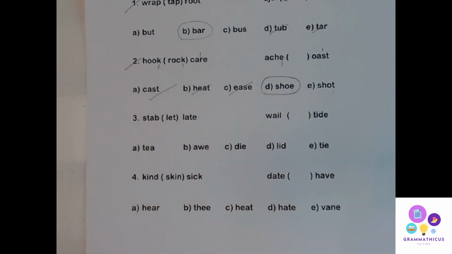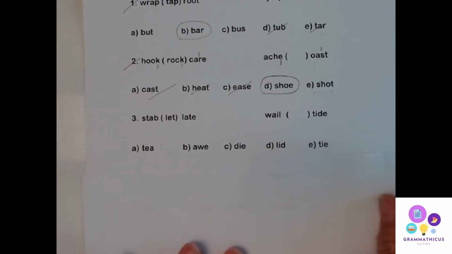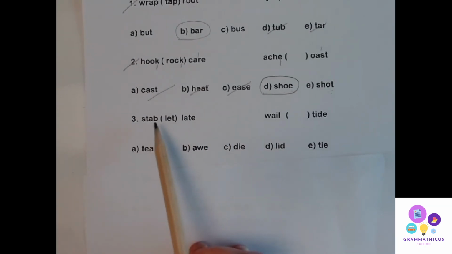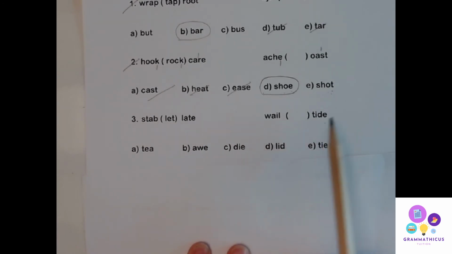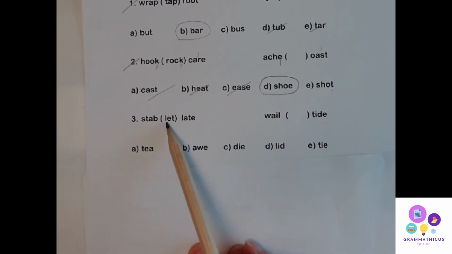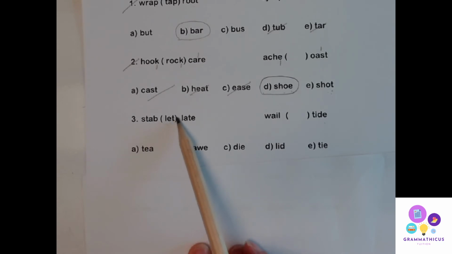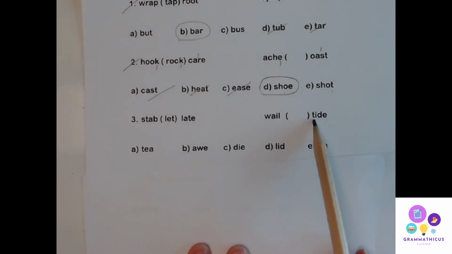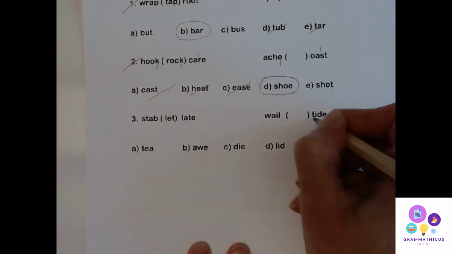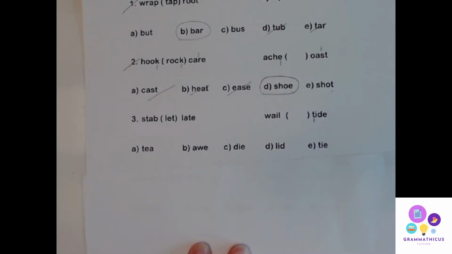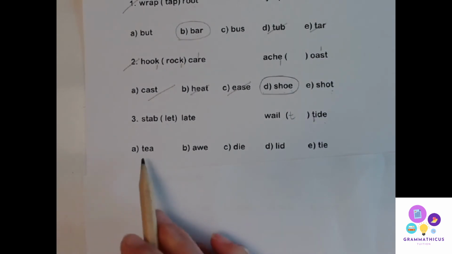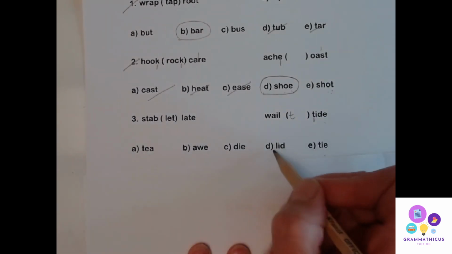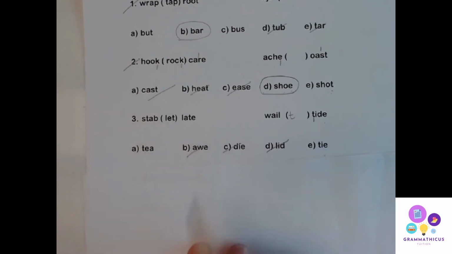Okay, let's have a little look at question number 3. Okay, in question number 3, we've got stab, let and late, whale and tide. So the L in the word we've constructed here has come from the first letter of the second word. So I'm going to go to the first letter of the second word over here, and I can see that it's a T. So I know that the word's going to start with a T. If I have a little look at my possibilities down here, I can see that I have the word tea and tie. So I'm going to cross out all of the others.